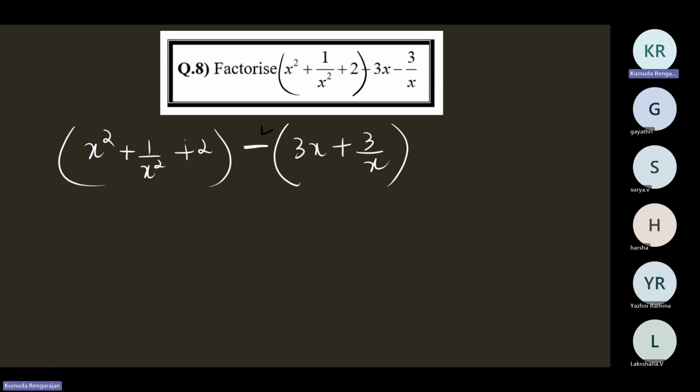So put the first 3 terms in a bracket, minus, and inside the bracket you will have 3x plus 3 by x. Because minus into 3x is minus 3x, minus into plus is minus 3 by x. You can see when you open the bracket, you get back the terms minus 3x and minus 3 by x.